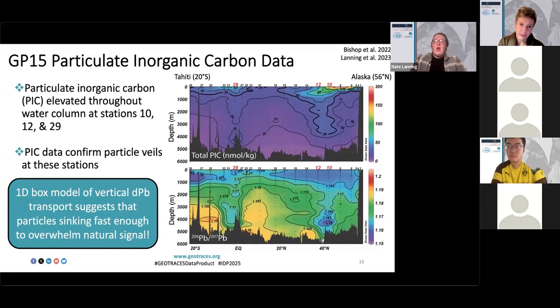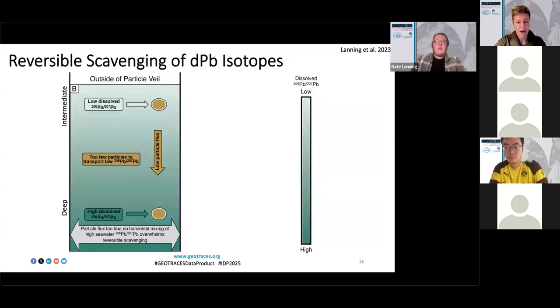So what we find is that in regions of high particle loading, there are enough particles that can transport enough of that anthropogenic, that low 206 to 207 signature throughout the entire water column, overwhelming the natural lead 206 to 207 signature that is being horizontally circulated into the equatorial and North Pacific Ocean. We have a nice diagram that shows this idea right here.